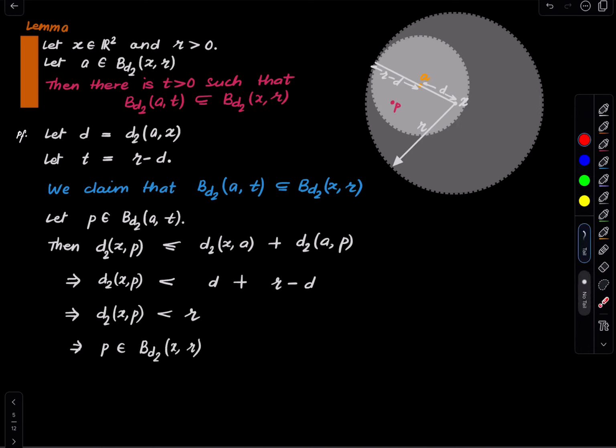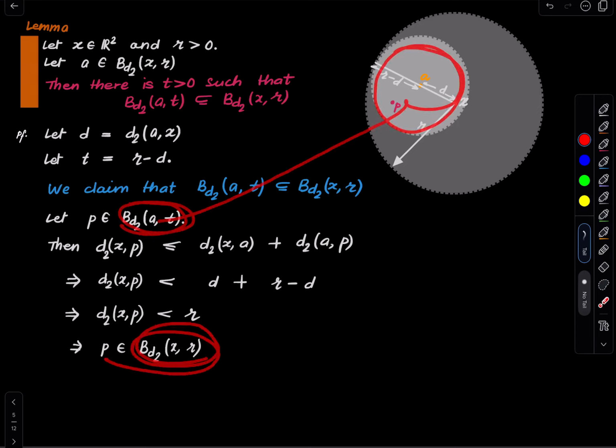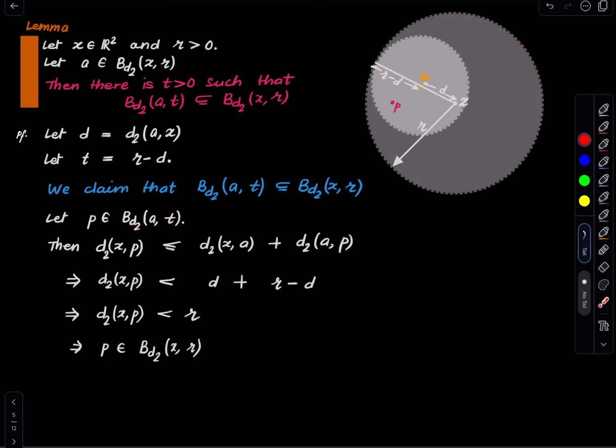Right? So we started with an arbitrary point in the smaller ball, or rather this ball, and showed that it is in the original ball, and therefore this containment is proven. The existence of such a T is proven. In fact, we can write down the best t that works. If you take any bigger t, you will be in trouble. Okay. So let's move on.